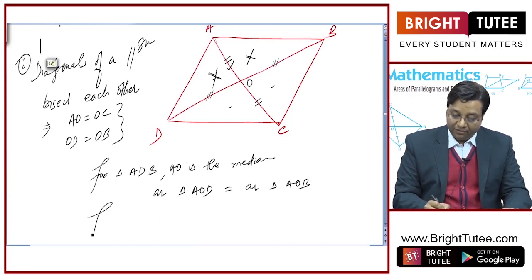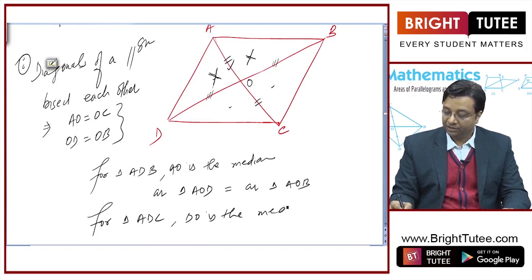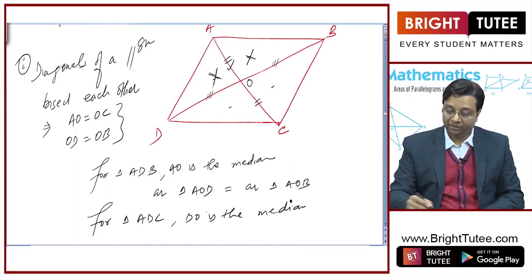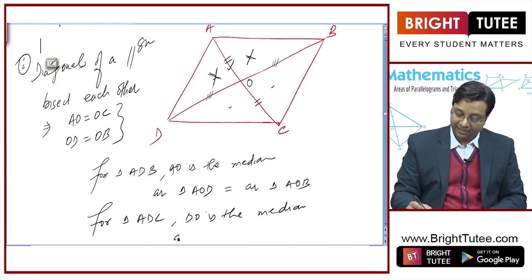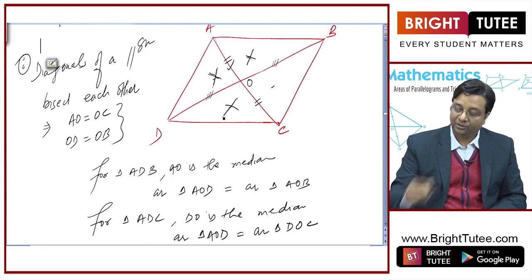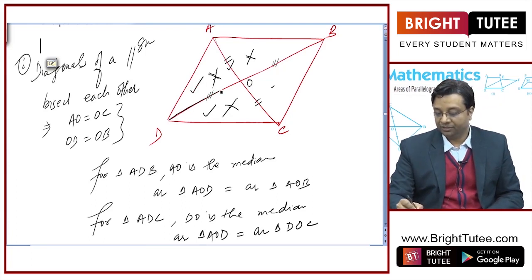Now, for triangle ADC, DO is the median because DO divides side AC into 2 equal parts. So, DO is median. Hence, I will say area of triangle AOD is equal to area of triangle DOC. Hence, can I say this area is also x, because these 2 areas I have proved equal because of this median here.